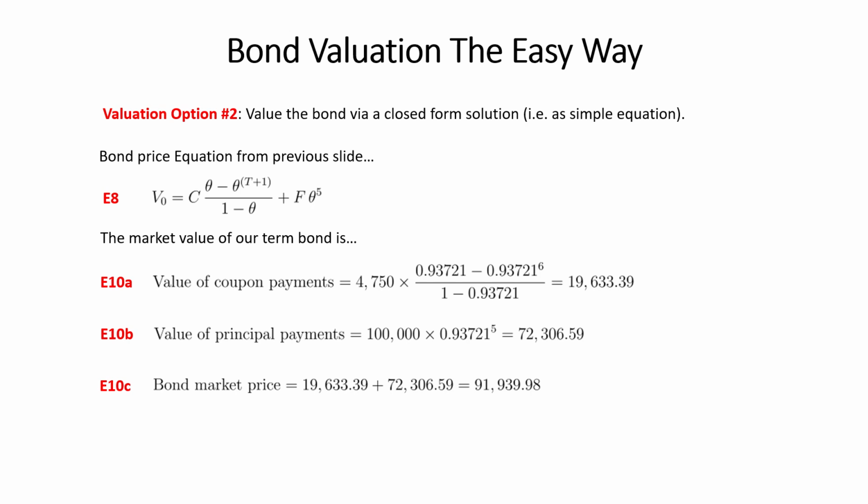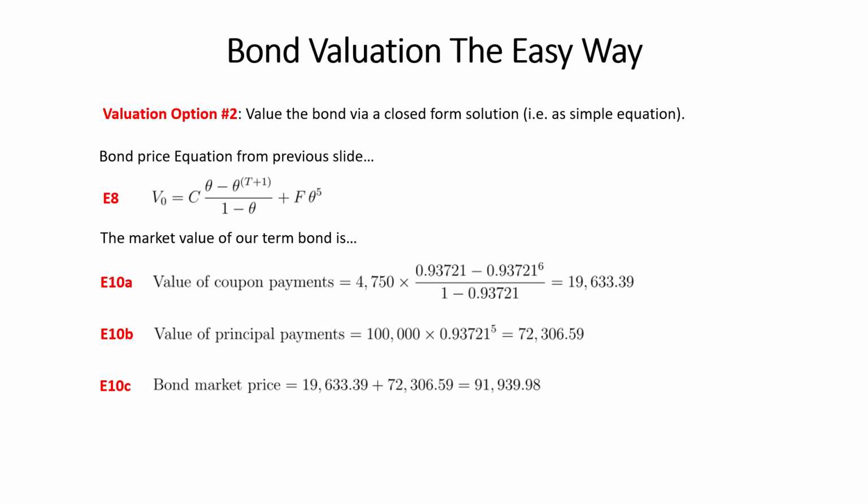So what we're going to do is determine that the market value of the term bond is going to be the value of the coupon payments plus the value of the principal payments. Therefore, we take E8 and look at it in 2 pieces. The first piece is that capital C times the answer to our geometric series. And then the second part is the face value times the discount factor.